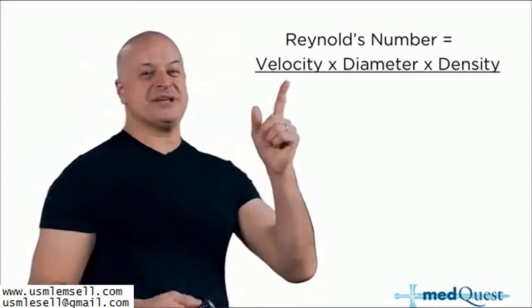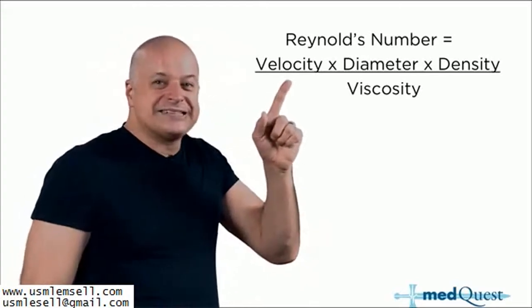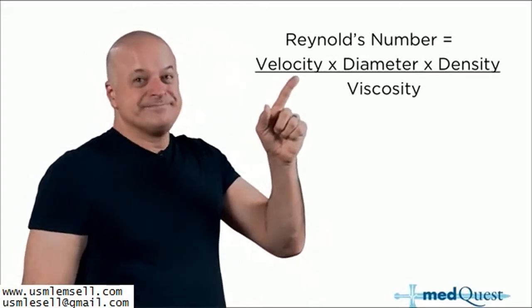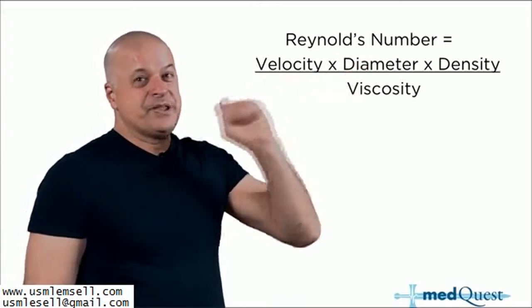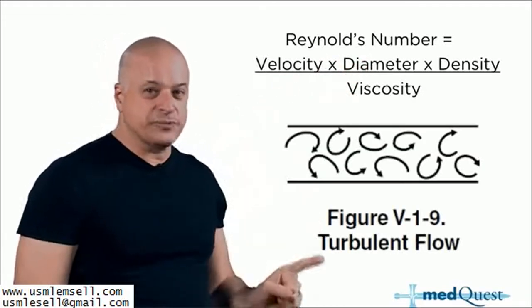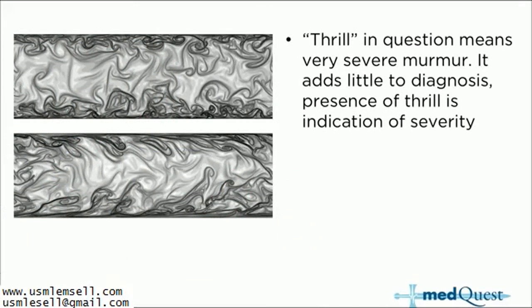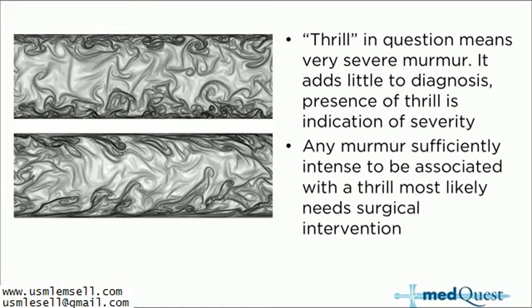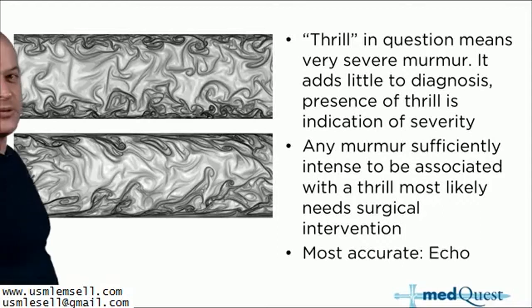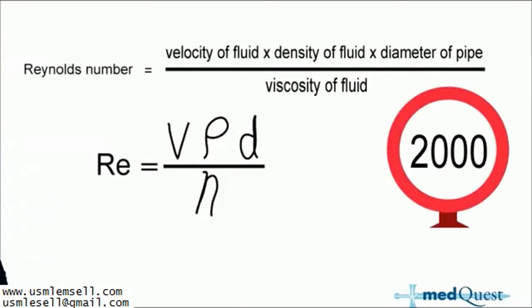So Reynolds number means that you've got such high velocity, high diameter, as to hear the turbulence, the turbulent flow through that heart. The thrill means that you have a very severe murmur, so severe that you've got to replace the valve or sew it shut. Any murmur that is sufficiently intense that is associated by a thrill must get fixed right away surgically. The most accurate test is echocardiography.